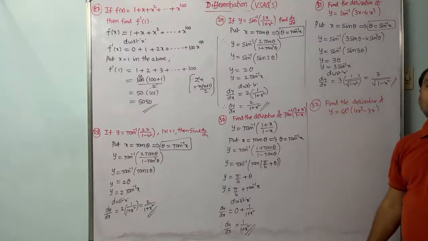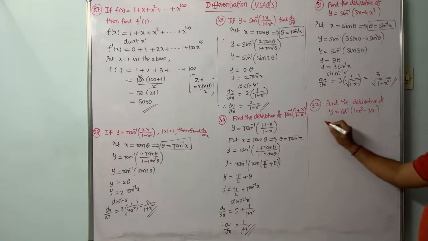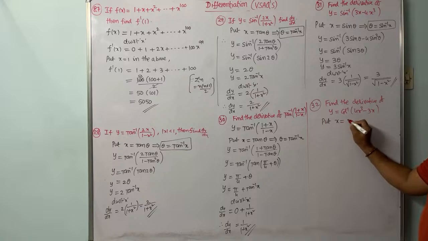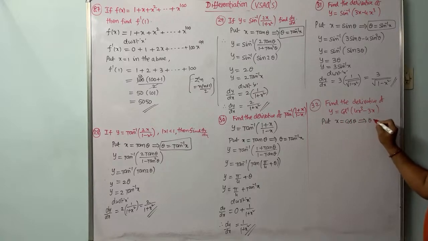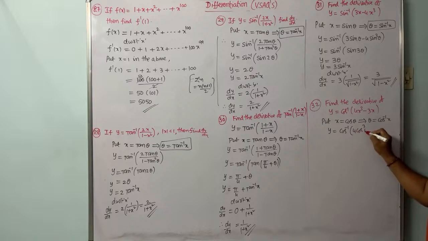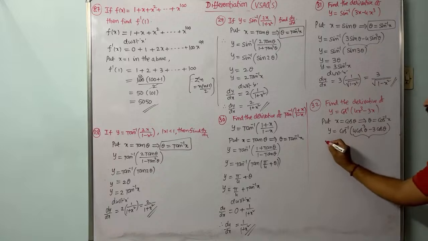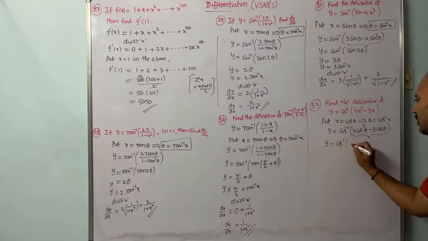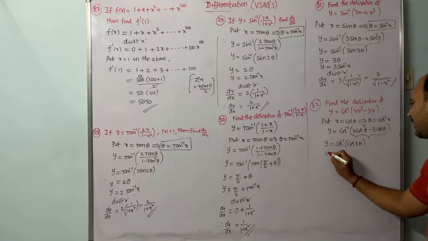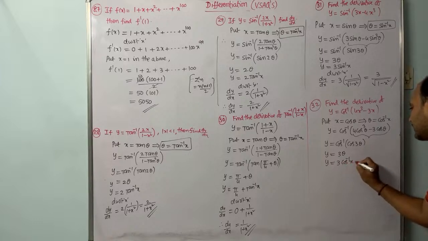We will move on to another question. Find the derivative of y equal to cos inverse of 4x cube minus 3x. Here, put x is equal to cos theta. That implies theta equal to cos inverse x. So y becomes y equal to cos inverse of 4 cos cube theta minus 3 cos theta. This bracket value is the formula of cos 3 theta. Here it is sin 3 theta, here cos 3 theta. So y equal to cos inverse of cos 3 theta. So y is equal to 3 theta. So y is equal to 3 into cos inverse of x.